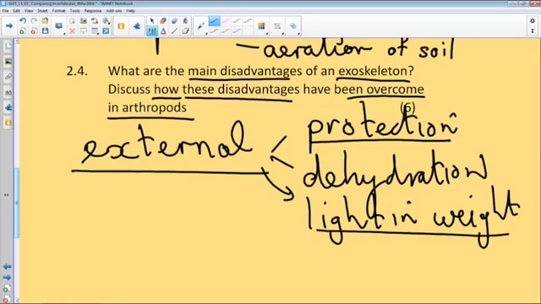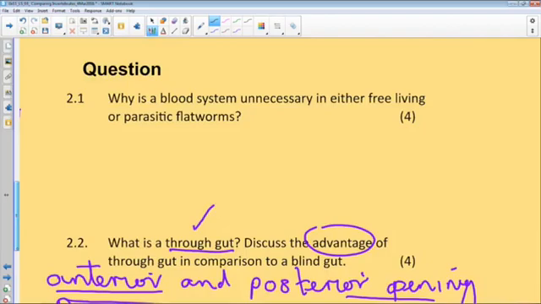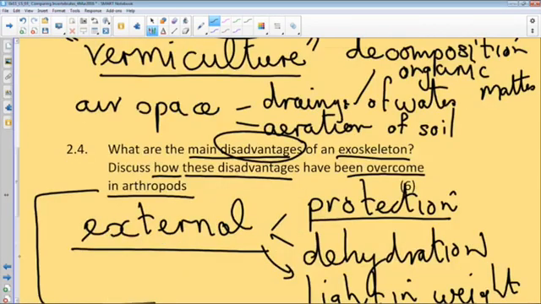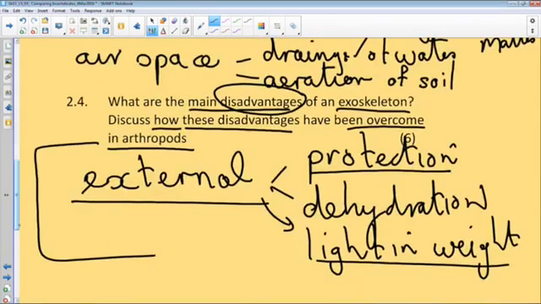The second part of the question is discuss how these disadvantages have been overcome. So the main disadvantage of an exoskeleton, so we've looked at the advantages which I just discussed. It's also important for us to analyze this question, and the question basically has got the part where we're looking at the disadvantages. So what do we mean by the disadvantages? What are the negatives of having an exoskeleton?